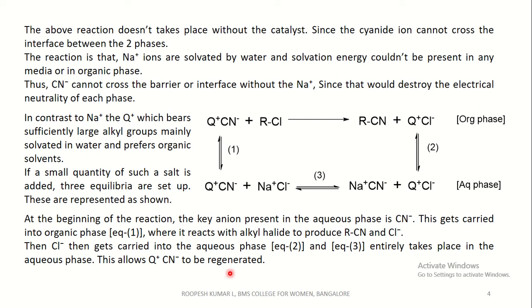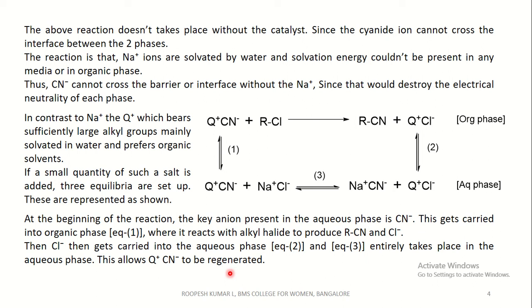In contrast to the sodium ion, the Q plus, which is the positive cation present in the PTC, bears sufficiently large alkyl groups, that is, bulky groups, so it is hardly solvated in water and prefers organic solvents.